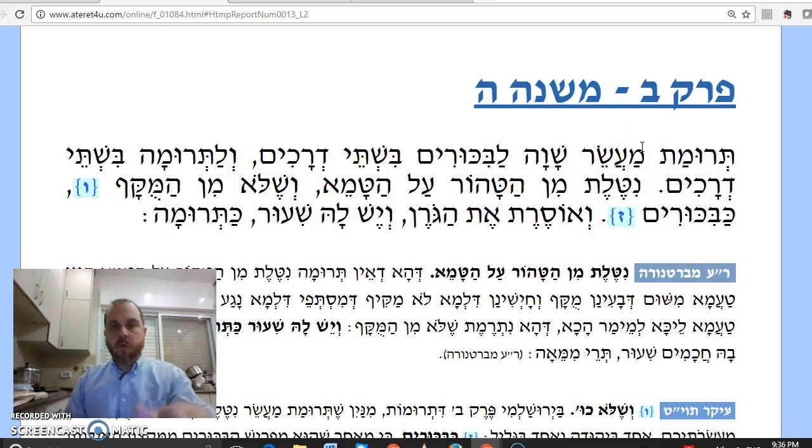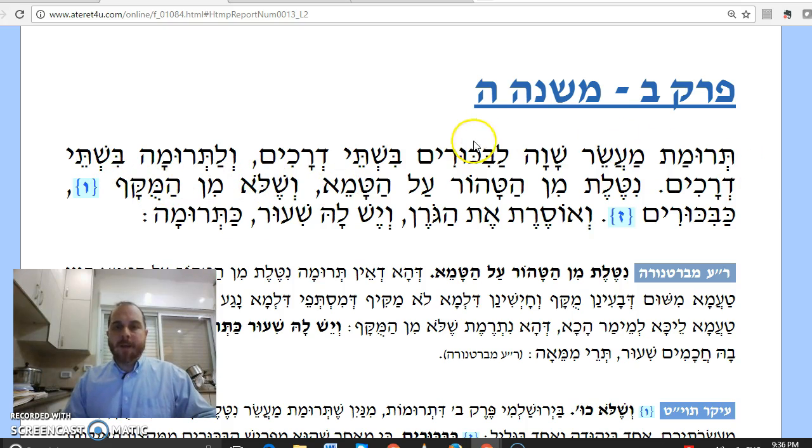We did Truma and Bikkurim to Ma'aser Sheni. Now we're going to talk about Terumat Ma'aser. Just to remind you, Terumat Ma'aser is the Truma that the Levi has to give from his Ma'aser, the 1/10 that the Levi has to give from his Ma'aser that goes to the Kohen, and his din of a Truma. So the Mishnah says, Terumat Ma'aser shaveh lebikurim b'shtei drachim. Uli Truma b'shtei drachim. Terumat Ma'aser is like Bikkurim in 2 ways, and it's like Truma in 2 ways. What are they? Nitalet min hatahor al hatameh, v'shalom min hamukaf.